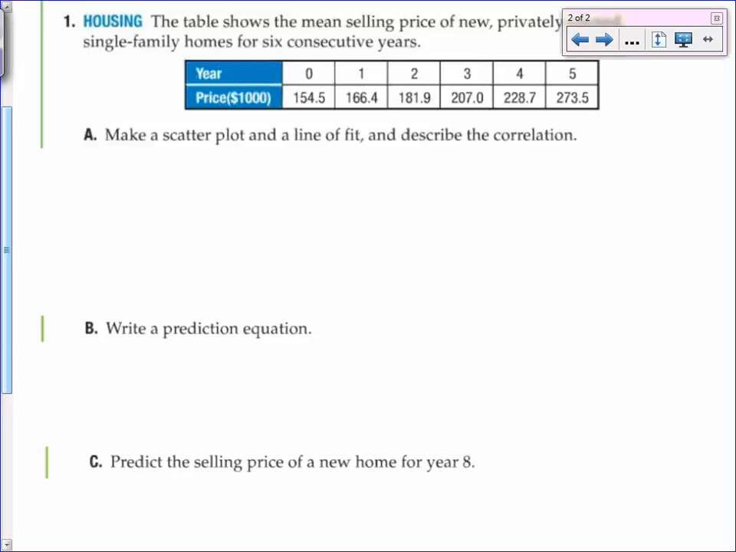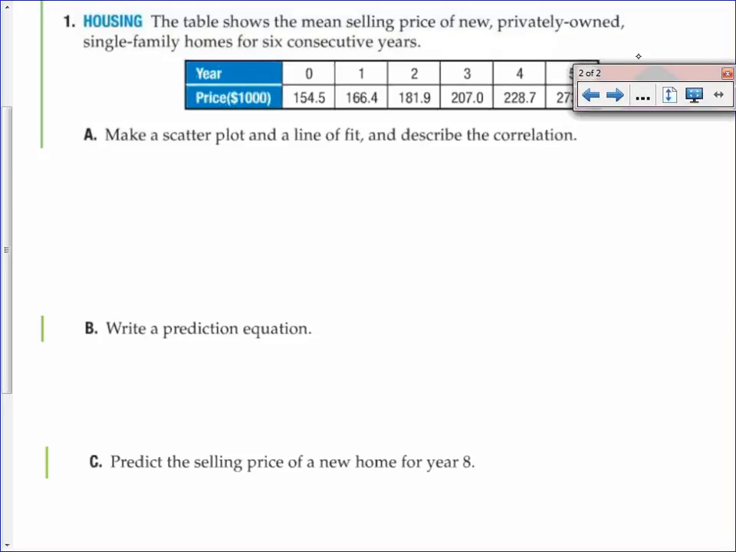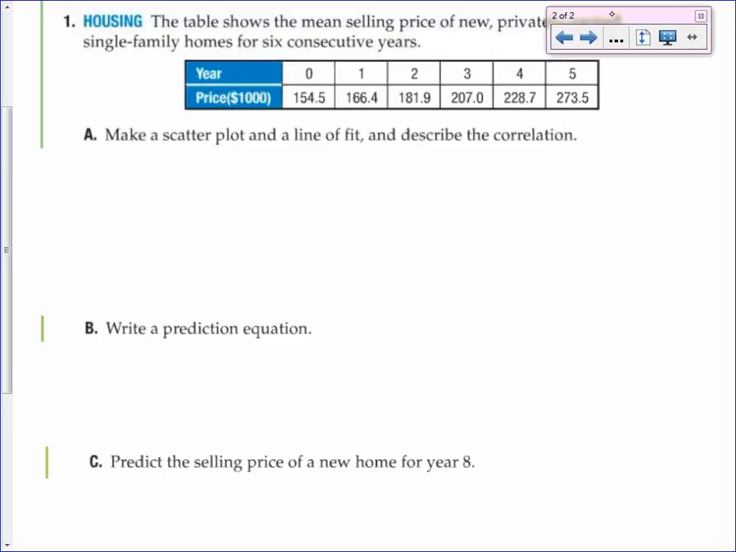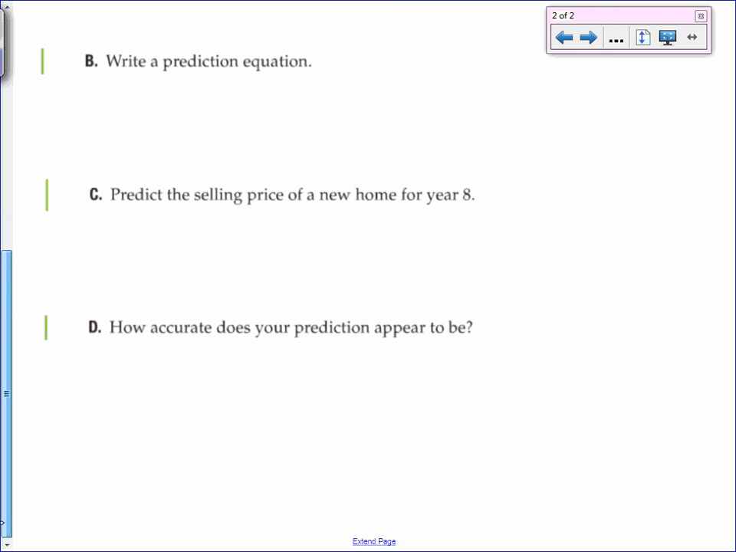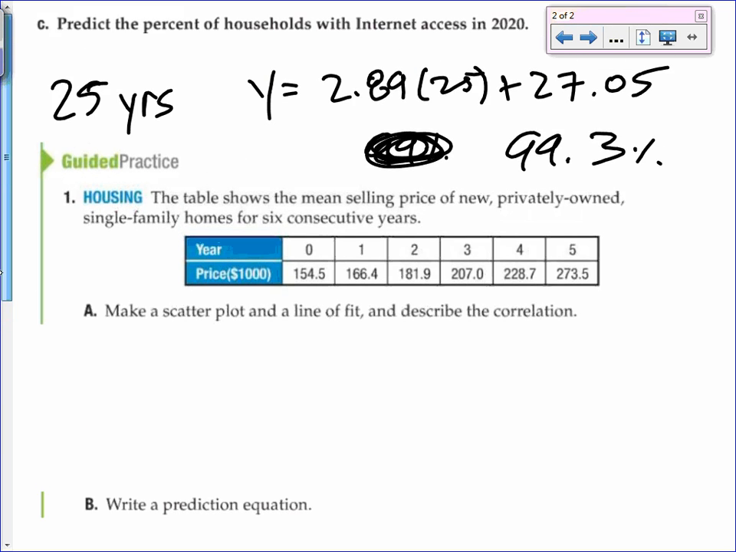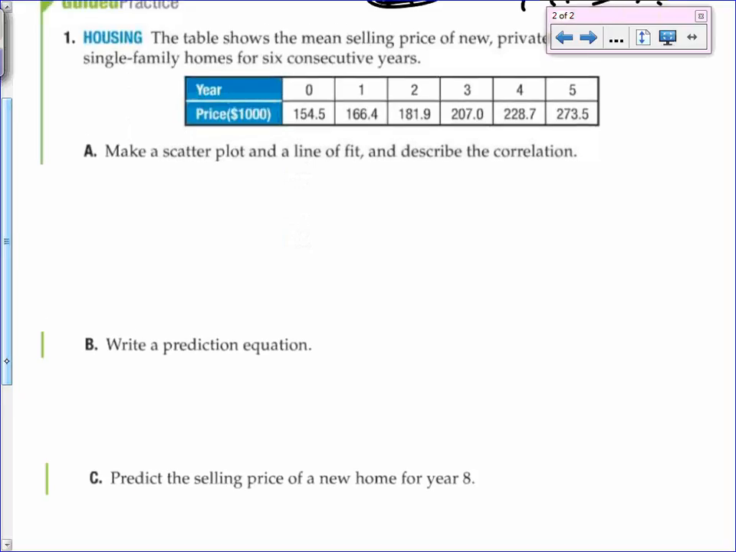The table shows the mean selling price of new privately owned single-family homes for 6 consecutive years. We'll make a scatter plot and a line of fit. So I'll let you try this one on your own. Pause. Go ahead and try to do this.